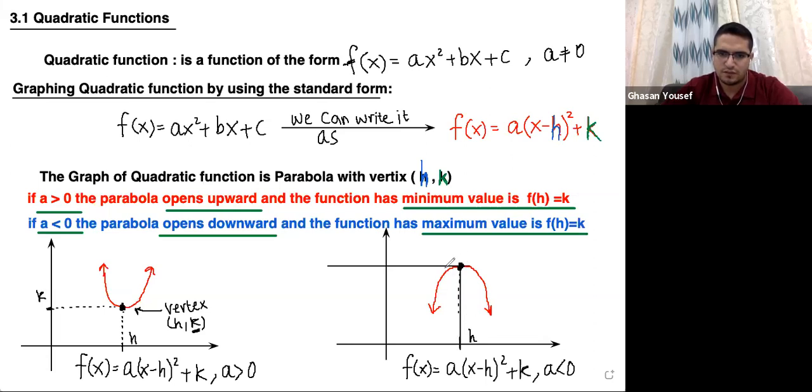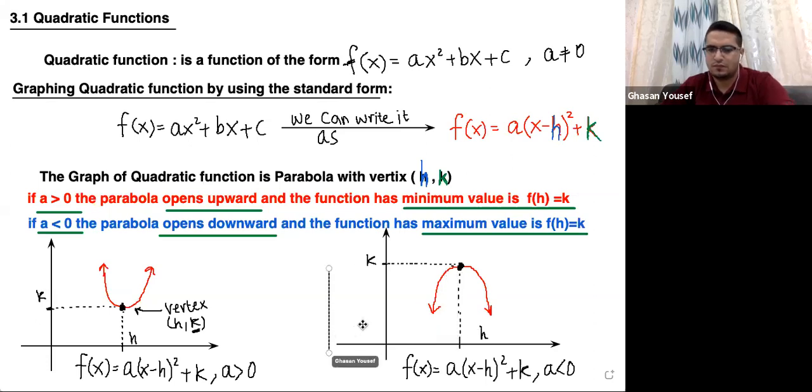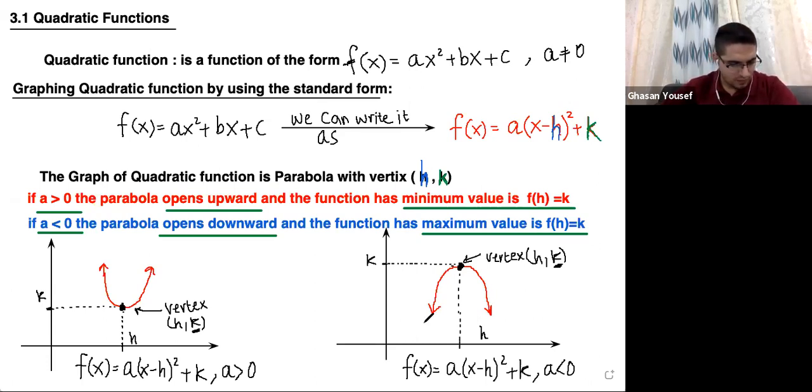So here is h. This is h. This is k. Okay, again, this is the vertex here. This point is (h, k). This is my maximum value. Why? Because a is negative. So at the same time, my maximum value is k. f of h equal k. It's k. Okay, any questions? Any questions for this?